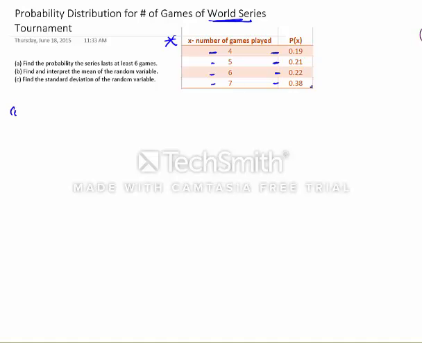In Part A, we're asked to find the probability that the series lasts at least 6 games. Well, the probability that x is at least 6 would mean x is greater than or equal to 6. And so to find that, we add together the probability that x equals 6 and the probability that x equals 7, which is 0.22 plus 0.38, giving the probability of at least 6 games being 0.60.